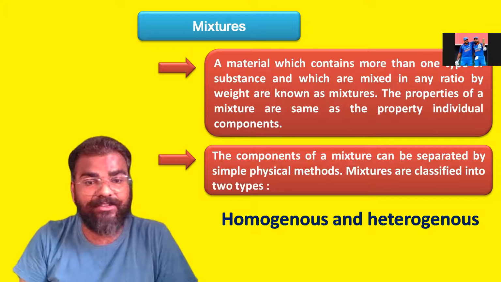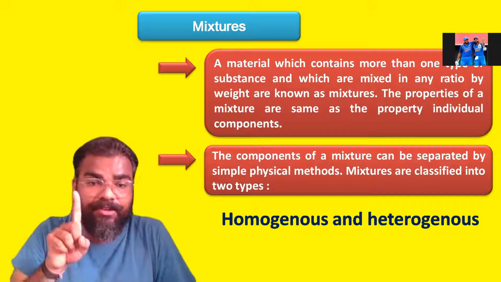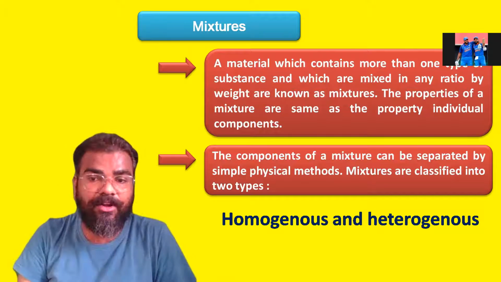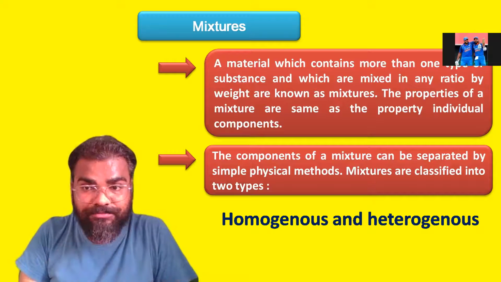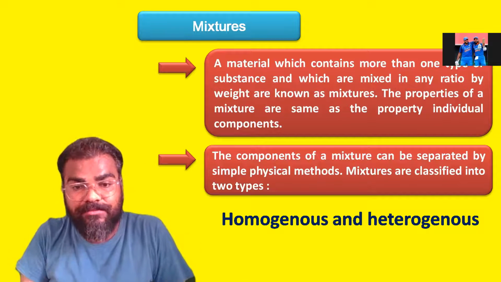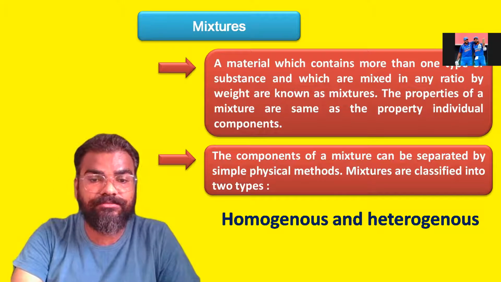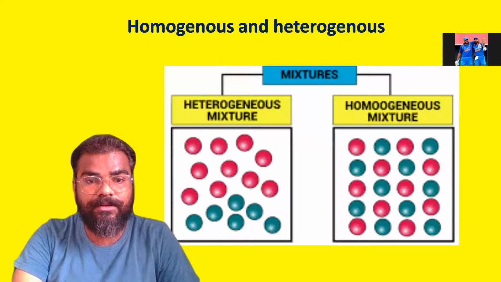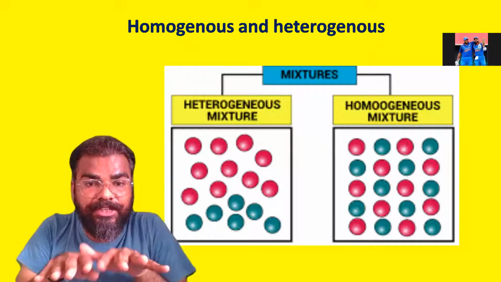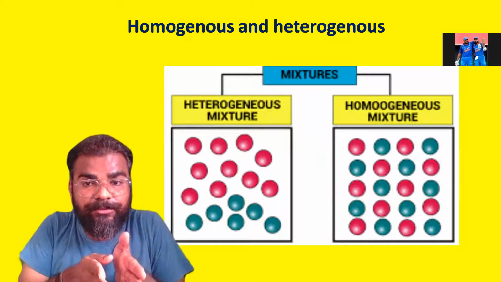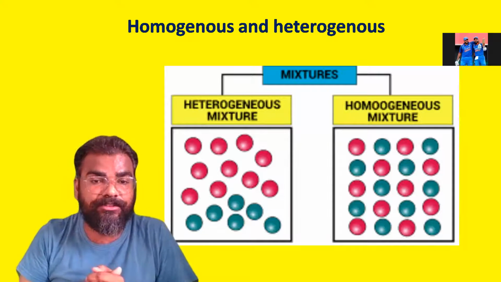Mixtures are classified into two types. One is homogeneous and the second is heterogeneous. Homo means same and hetero means different. So let us see that. Yes, homogeneous and heterogeneous. So there are heterogeneous mixtures as well as homogeneous mixtures.